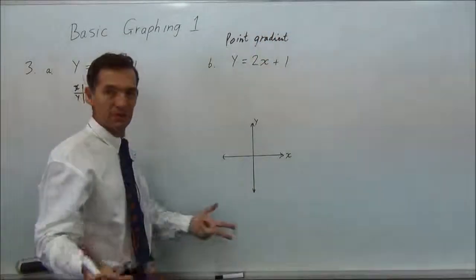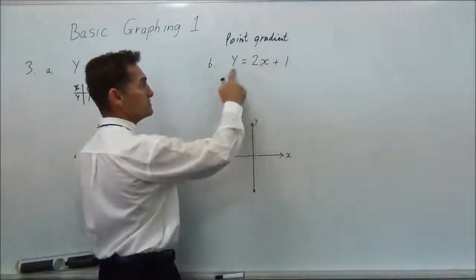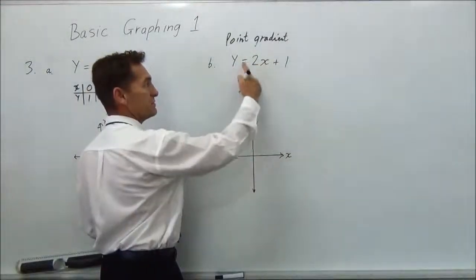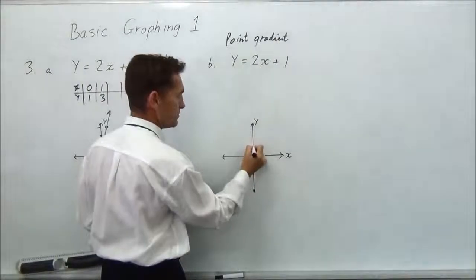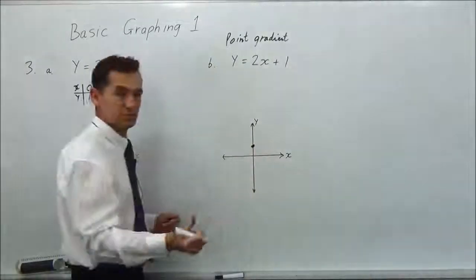That's the point, the number on its own. So that number goes where the y is. Because I make this 0, y is 1. So if I put a dot where the 1 is, that's my first point.